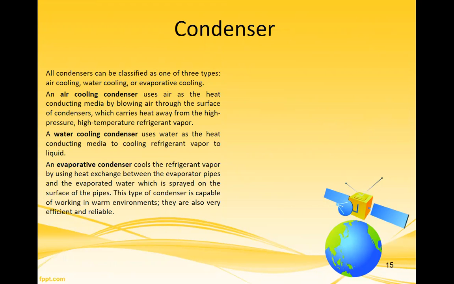Next, a water cooling condenser uses water as the heat conducting media to cool refrigerant vapor to liquid. An evaporative condenser cools the refrigerant vapor by using heat exchange between the evaporator pipe and the evaporated water, which is sprayed on the surface of the pipe. This type of condenser is capable of working in warm environments. They are also very efficient and reliable.